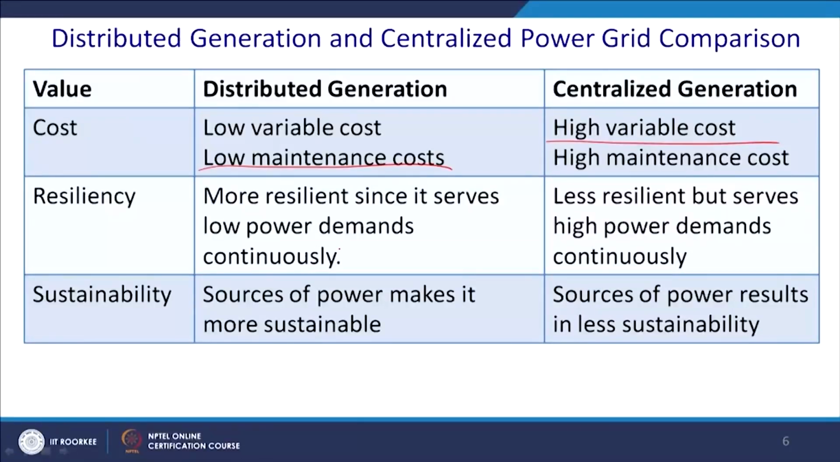So, resiliency. We may have more redundancy in the case of distributed generators. This gives more resiliency, since it serves low power demand continuously, and is less resilient when it serves high power demand continuously. Sustainability: distributed sources of power make it more sustainable, while centralized sources of power result in less sustainability, because they use fossil fuel and most of these operations are not environmentally friendly.